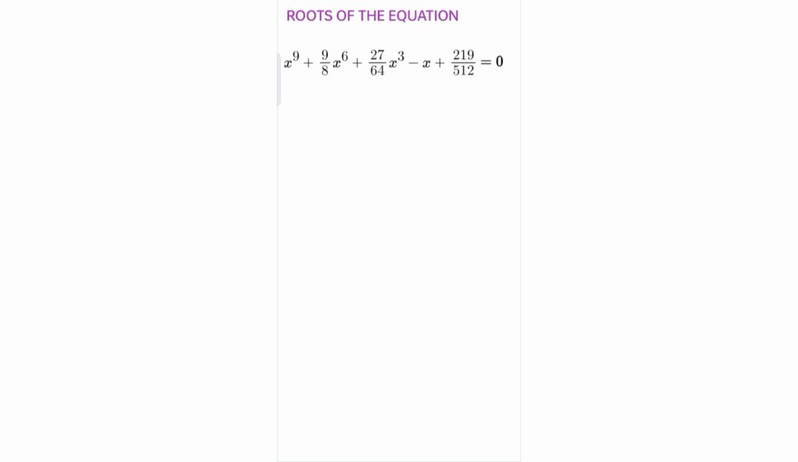Yeah, so the question is simple. It's a four-word question. We just need to find the roots of the equation x power 9 plus 9 by 8 into x power 6 plus 27 by 64 into x cube minus x plus 219 by 512 is equal to 0.